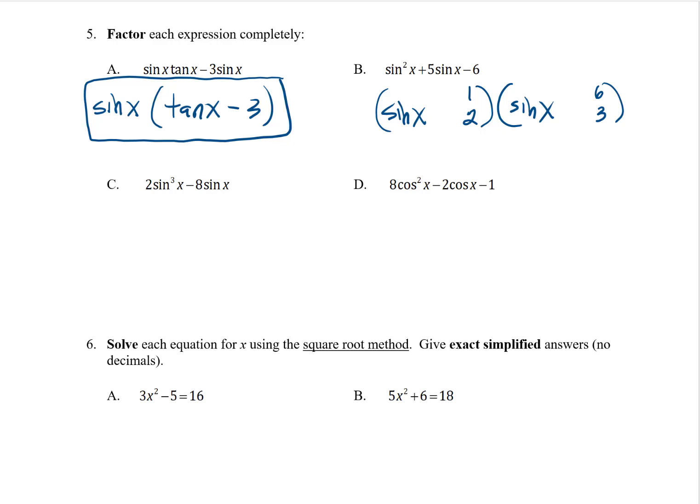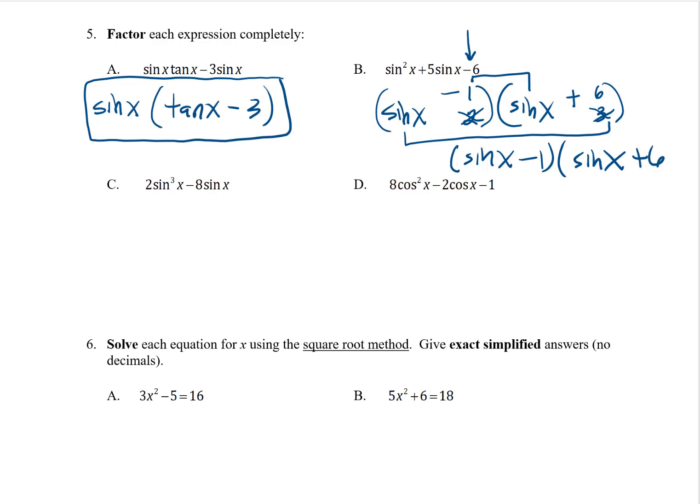This is where I have to think about the signs though, because I need a positive 5, and yet the negative here tells me that one of these numbers must be positive and one must be negative. I don't think I'm going to be able to do that with the 2 and the 3. I would need both of them to be positive, so that's out. I'm going to need a positive 6 to make 6 sine x for the outer, and then a minus 1 to make minus 1 sine x for the middle. There's my positive 5 sine x. So it looks like the final answer here then is sine x minus 1 times sine x plus 6.